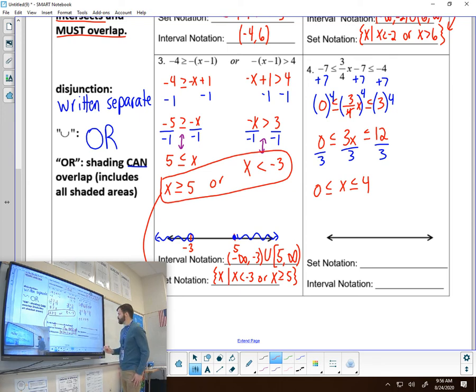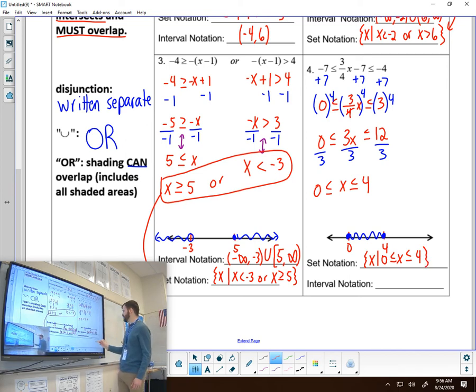Okay, let's put a point at 0. Let's put a point at 4. And we're going to fill in both of these points, right? And x is in the middle. This is a conjunction one, so it's going to be together. So for set notation, really straightforward. It's just going to be all real numbers, x such that x is greater than or equal to 0, and x is less than or equal to 4.